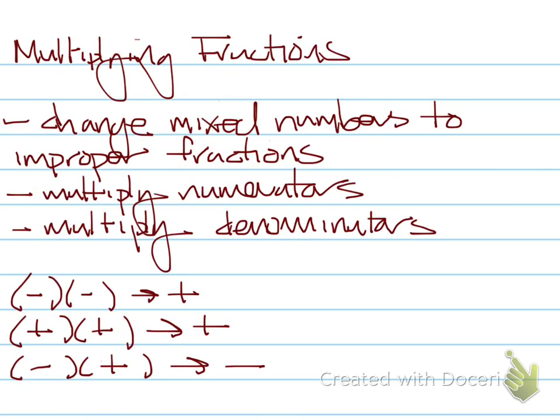Multiplying fractions, you want to change the mixed numbers to improper fractions, and then you want to multiply the numerators and the denominators straight across. You can also cancel whatever you can cancel. Whenever you're multiplying two negatives, that will result in a positive. Multiplying two positives also results in a positive. Multiplying two numbers with different signs results in a negative.